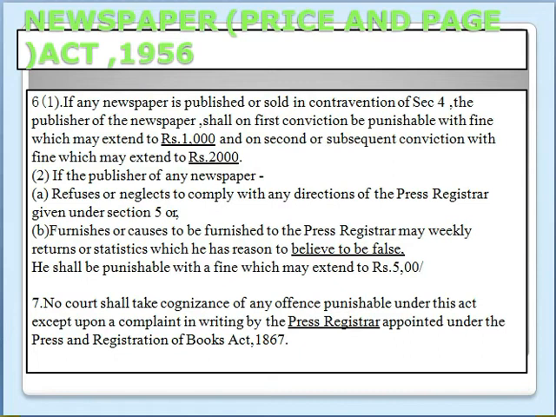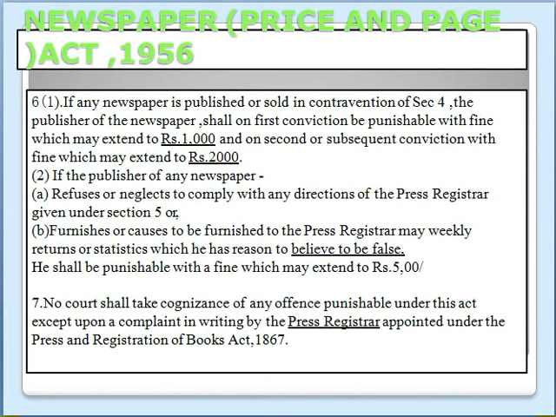Section 6, subsection 2 says, if the publisher of any newspaper refuses or neglects to comply with any directions of the press registrar given under Section 5, or furnishes or causes to be furnished to the press registrar any weekly return or statistics which he has reason to believe to be false, he shall be punishable with a fine that may extend up to 500. Now, I have already said before that whatever public news is published has to be right, has to be absolutely perfect. Any fake news caught will be fined.